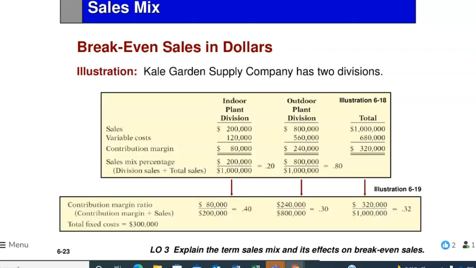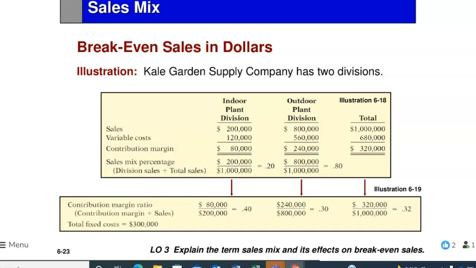So as an example, here we go. We have a company, Kale Garden Supply, that has two divisions, an indoor plant division and an outdoor plant division. Now the sales for indoor is 200, and the sales for outdoor is 800. So together it's 1,000,000. So you see we got our 80-20 right there. The percentage of indoor is 200 divided by total sales, 1,000,000, and outdoor, 800 divided by the 1,000,000. So that gives us our sales mix when we have two.